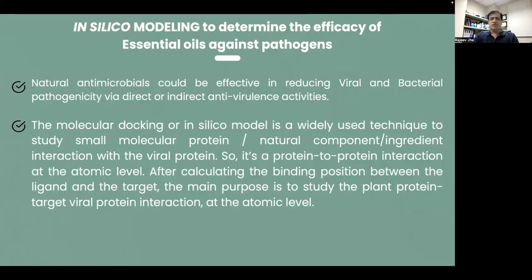So it's a protein-to-protein interaction at the atomic level. After calculating the binding position between the ligand and the target, the main purpose is to study the plant protein and target viral protein interaction at the atomic level.